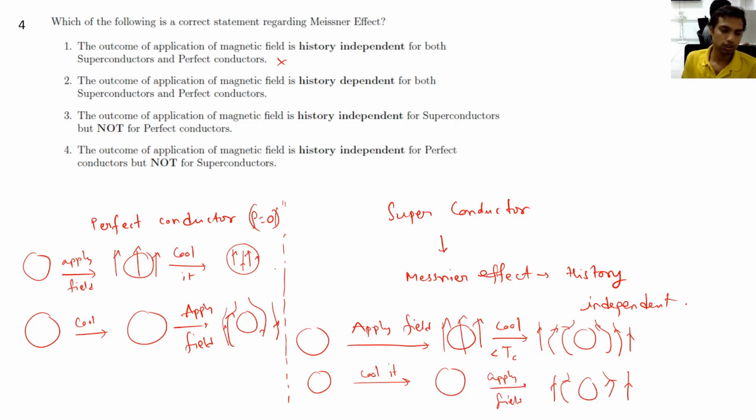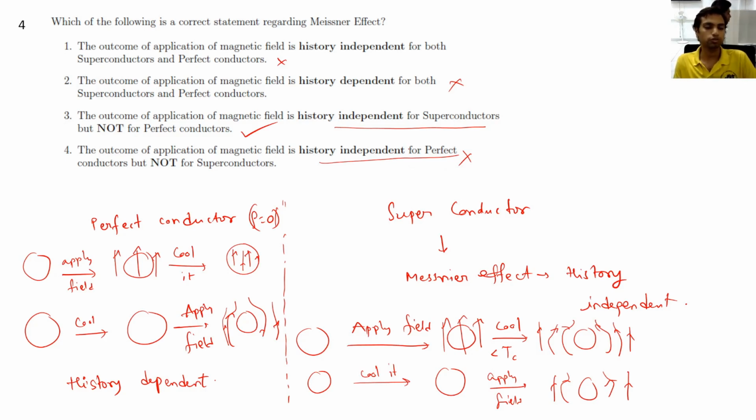So you can see that this is dependent on the history, but this is independent of the history. It is history independent for superconductors, but not for perfect conductors. So this statement is wrong; it is not history independent for perfect conductors. Your correct answer is option number 3.